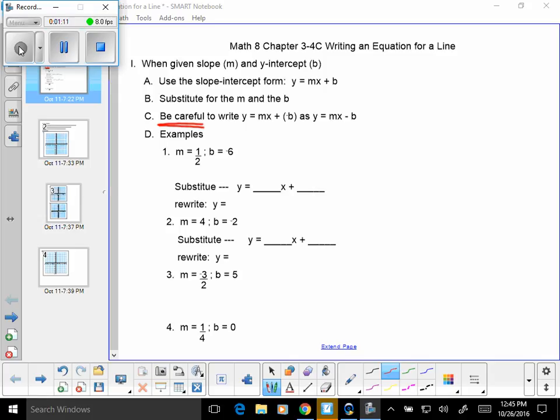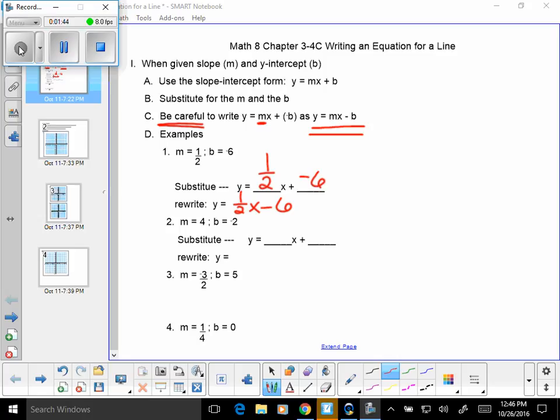So we are going to substitute. Looks like I have a spelling error here. We know that the m is 1/2. Well, m is the coefficient of x, so we simply write it in front of x. We know that we are going to add the b, which is -6. But we need to rewrite to y equals 1/2 x minus 6. That's this part from up here in letter C.